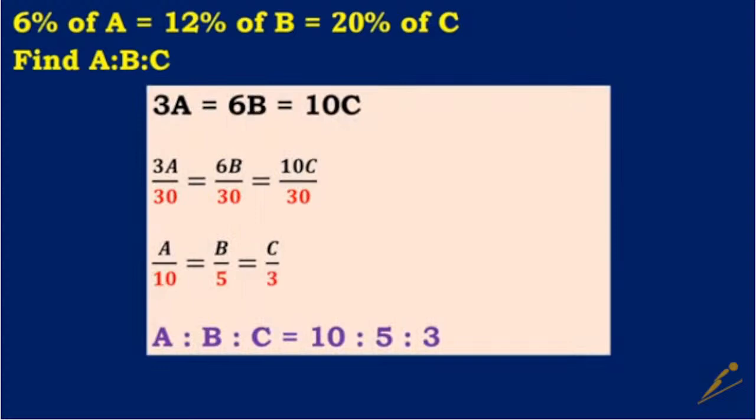We can start by using the given equalities to write three ratios. Taking the LCM of 3, 6, and 10, we get 30. Simplifying by dividing all terms by 30, we get A by 10 equals B by 5 equals C by 3. Therefore, A:B:C equals 10:5:3.